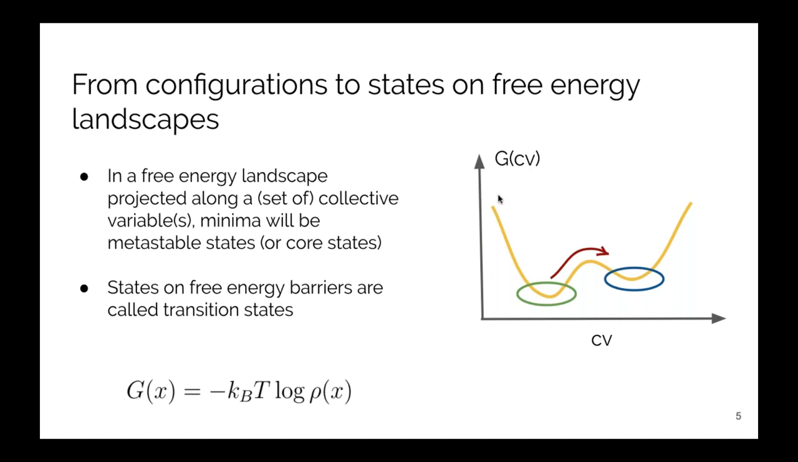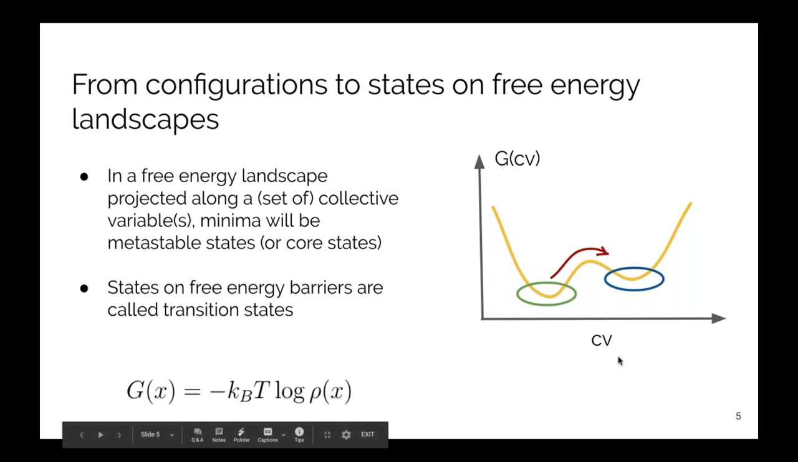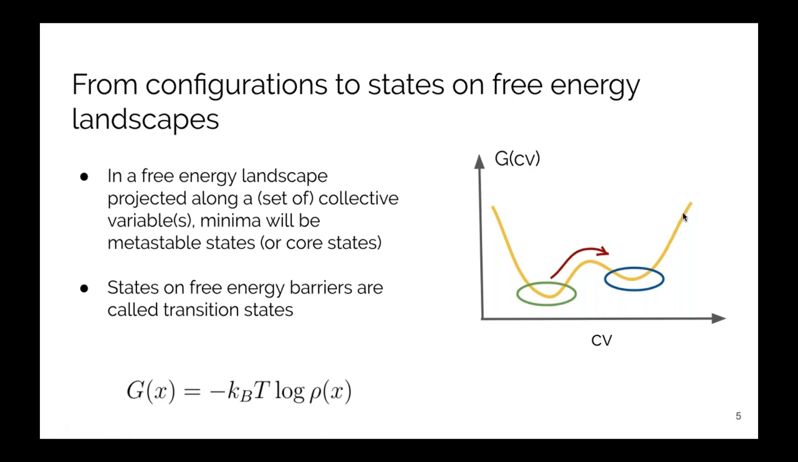If we do this calculation of the probability and the free energy along a specific degree of freedom that is of interest for our system, which could also be called an order parameter or a collective variable, then we can recover a so-called free energy landscape, as you can see here in yellow. The minima in this free energy landscape will be metastable states, or we will use here the word core states to describe a similar concept. The states that are localized on the free energy barrier will be called transition states.